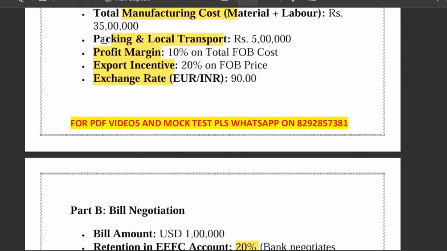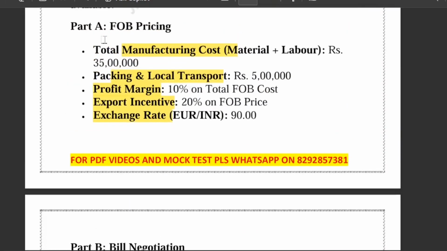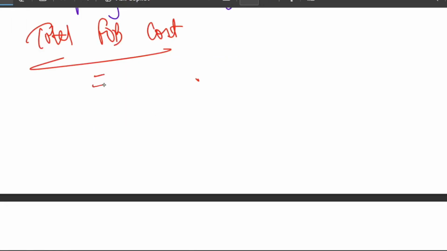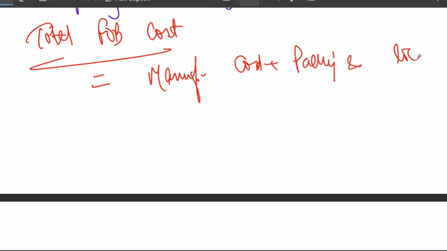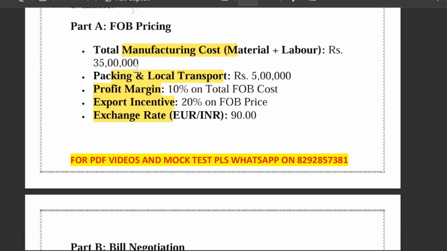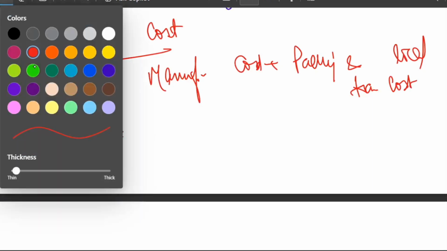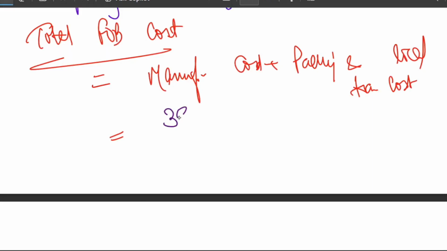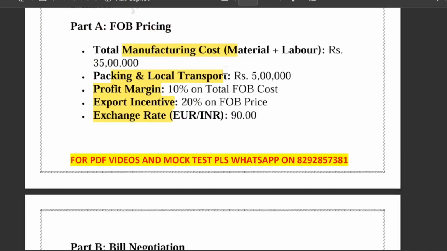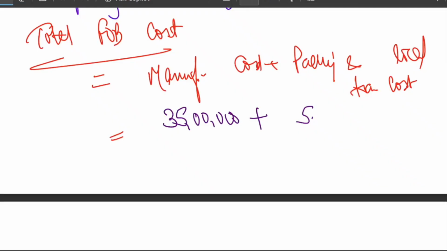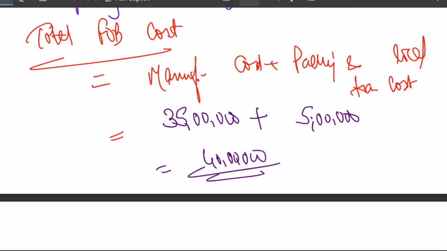As you can see, it includes the total manufacturing cost plus packing and local transport cost. So how much is the manufacturing cost? It is, I think, 35 lakh. Yes, it is 35 lakh. And what is the packing and local transport cost? That is 5 lakh. So it becomes 40 lakh. This is your FOB cost.